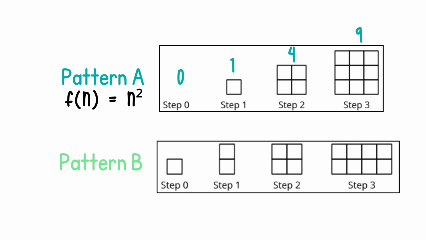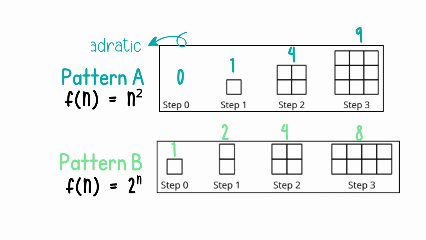Now let's look at pattern B. We have 1 square, and then 2, 4, and 8. If we want to make a function for this one, we can write it as f of n is equal to 2 to the n power. Since we're doubling on each step, we just change the exponent. So we can see that pattern A is quadratic because we have an exponent of 2, and pattern B is exponential because our exponent is the variable.